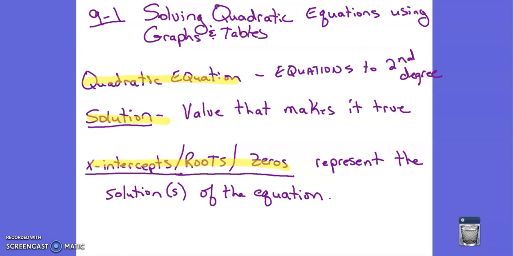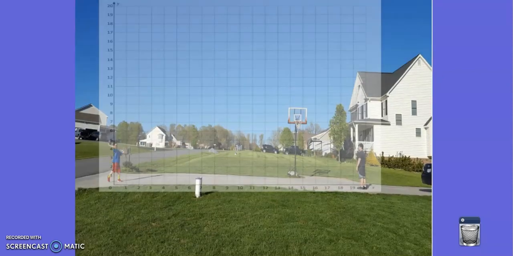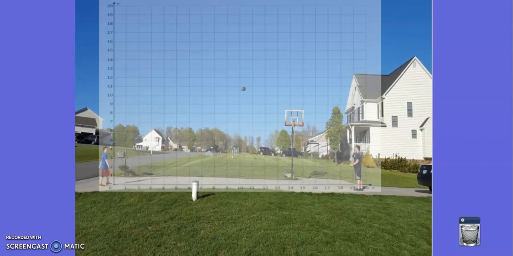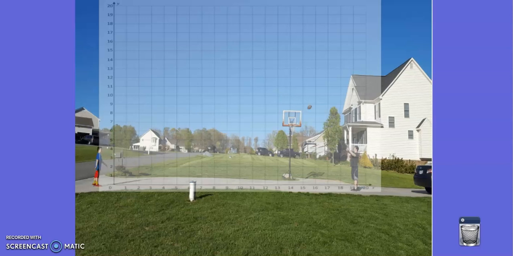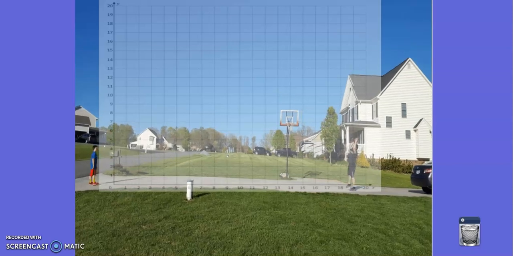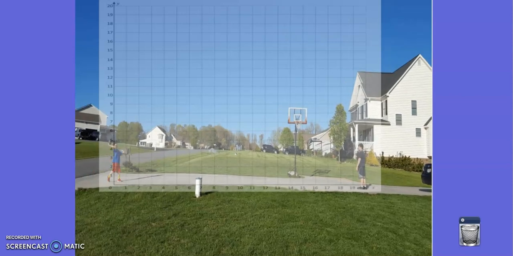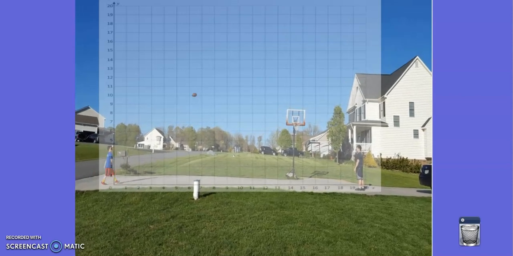This is 9.1, solving quadratic equations using graphs and tables. Earlier I showed you a picture when my boys were younger. A lot of times when objects are being thrown, what you need to do is envision a graph, and literally how high is that person throwing the ball or kicking the ball.